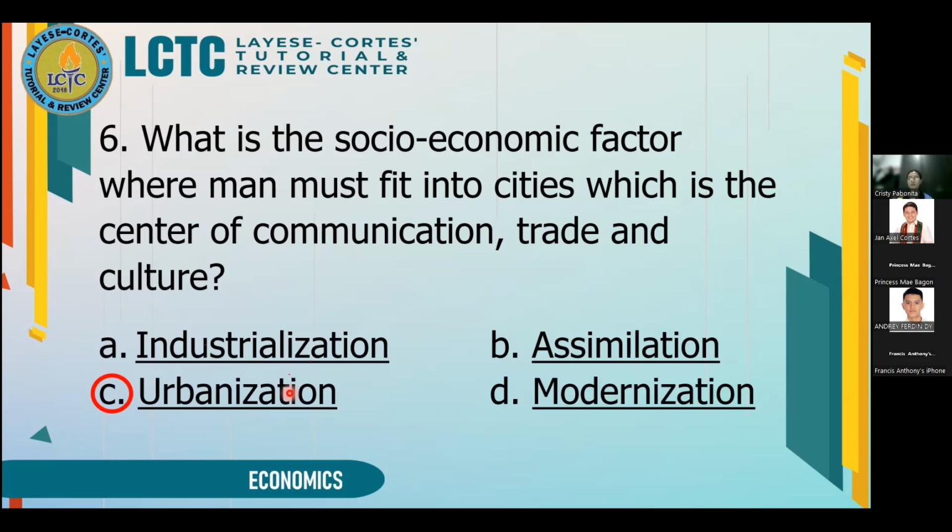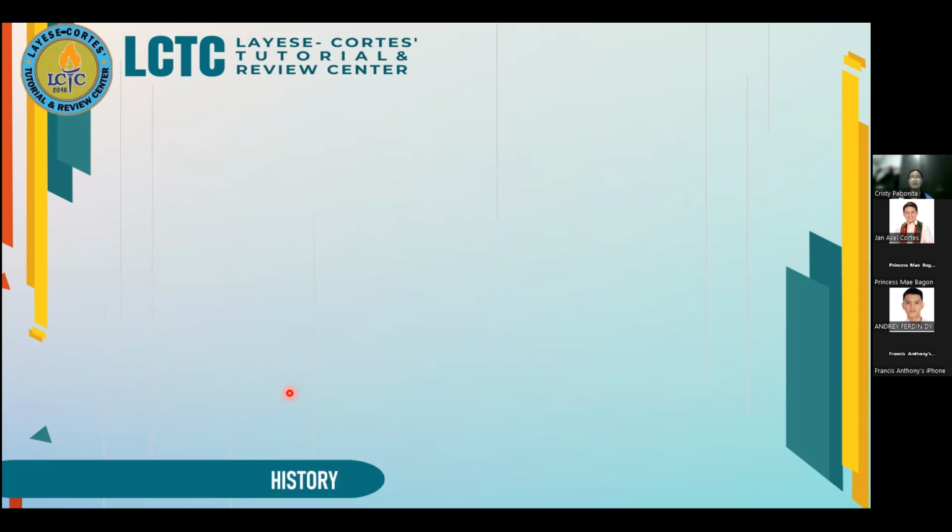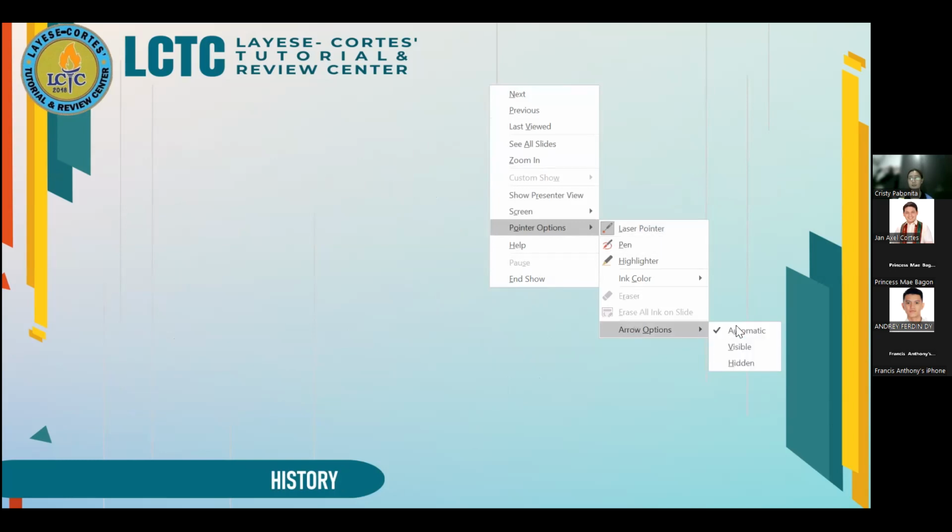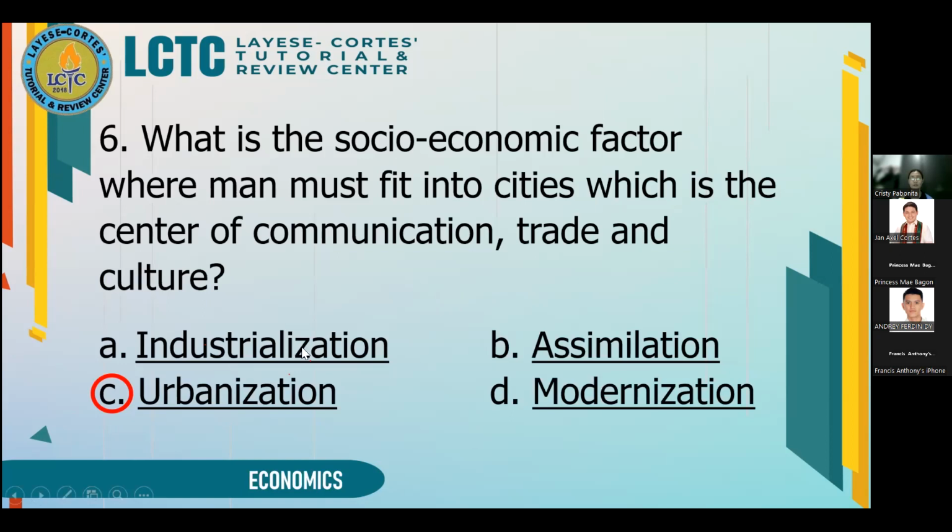Okay? So next, can you click the options? Okay, how about that one? Can you see the meaning of industrialization? None, ma'am. None, ma'am. Sure.